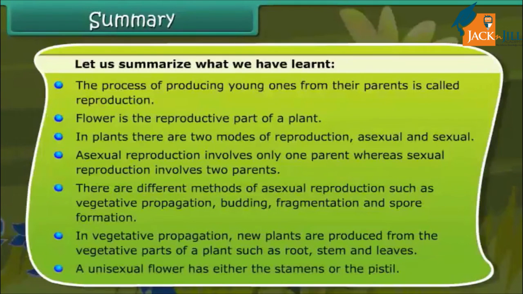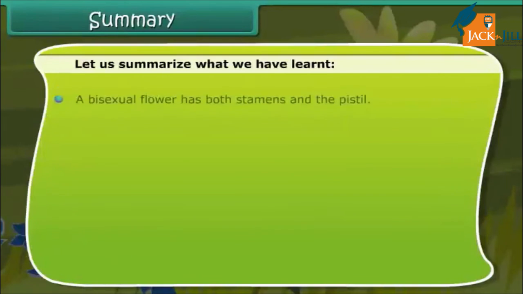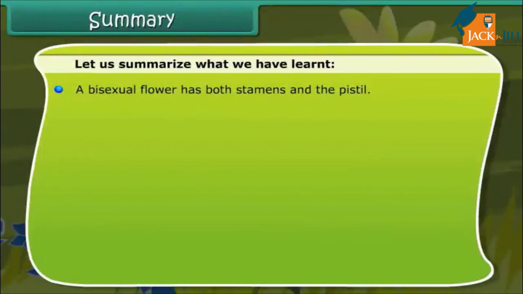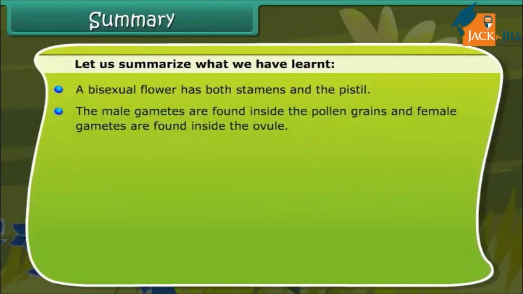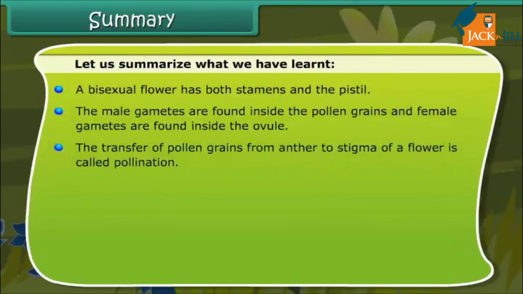A unisexual flower has either the stamens or the pistil. A bisexual flower has both stamens and the pistil. The male gametes are found inside the pollen grains and the female gametes are found inside the ovule. The transfer of pollen grains from anther to stigma of a flower is called pollination.